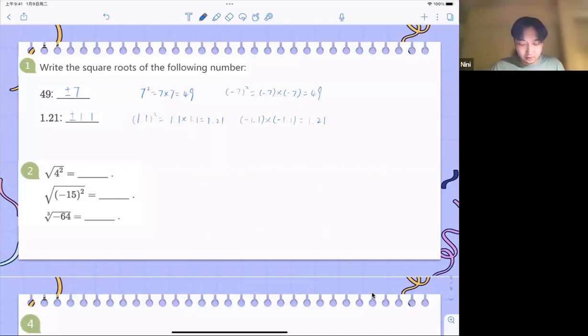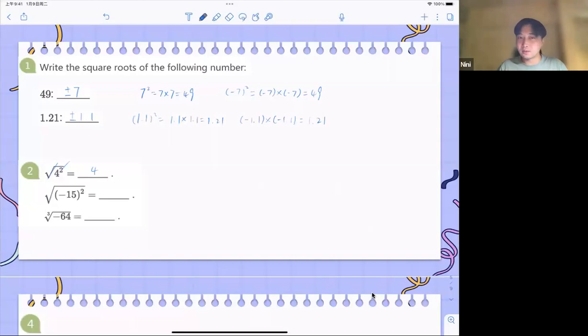Our second question is the square root of 4 to the power of 2, right? So this one is very simple because you can use your logic to think about that. We do the power firstly, and then we do the square root. That means this square root can be directly deleted because we got this power of 2 here. So we can directly write it this way as 4. So the answer for this one is 4.